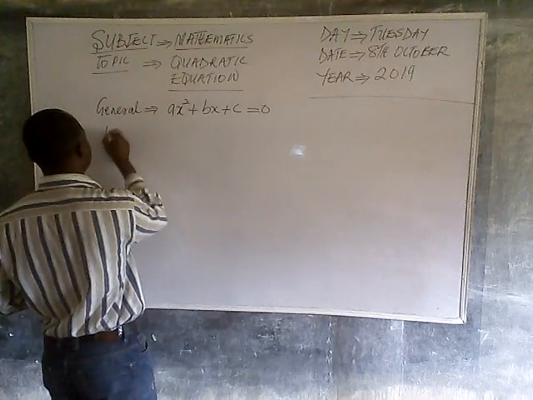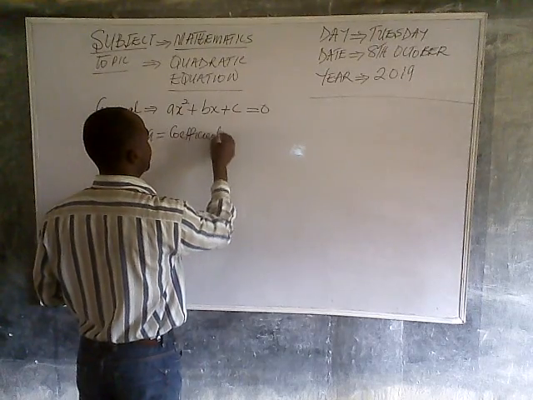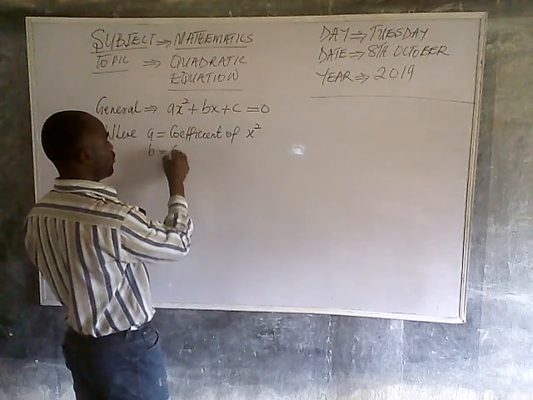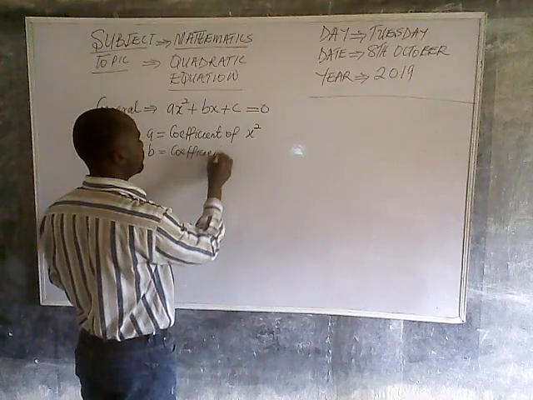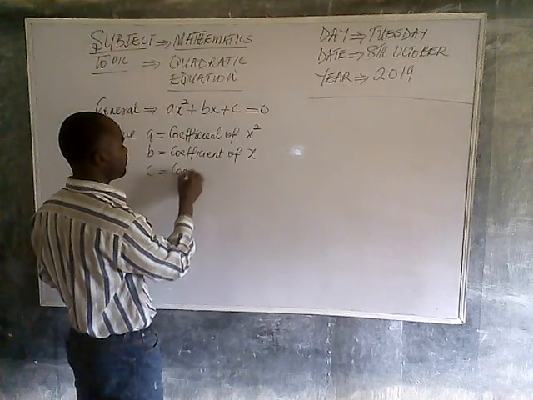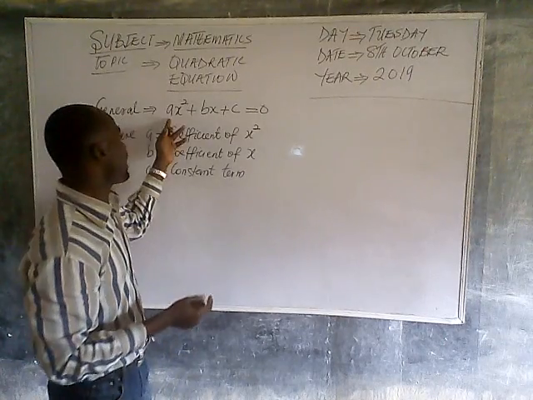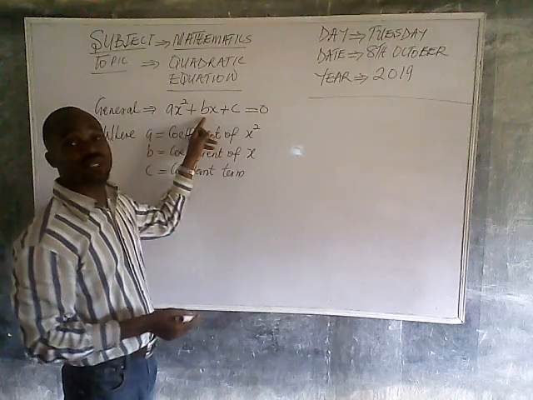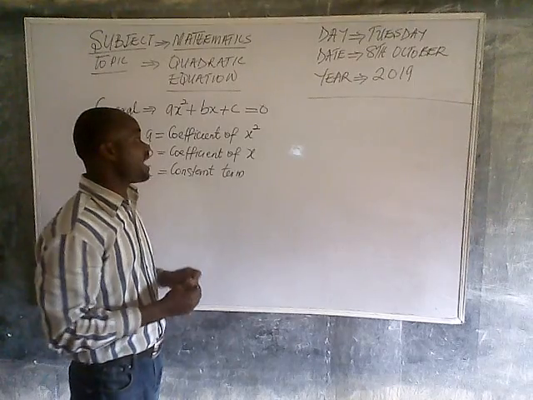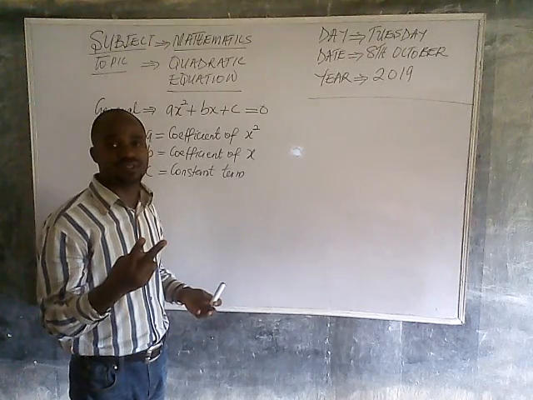Then, the terms we have here: a is the coefficient of x squared. B, the middle term, is the coefficient of just x, while c implies the constant term. C is just the constant term. That is it. A is the coefficient of x squared, and b, the middle term bx, is the coefficient of just x. C is the constant term. That is it. And then the presence of zero shows that if this is solved, you are going to have two roots, two solutions, and that is it.